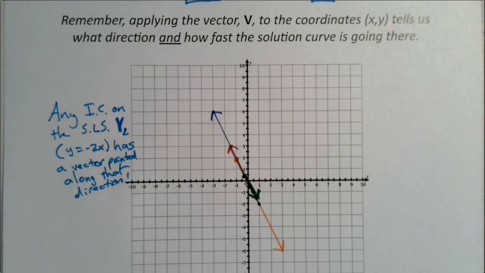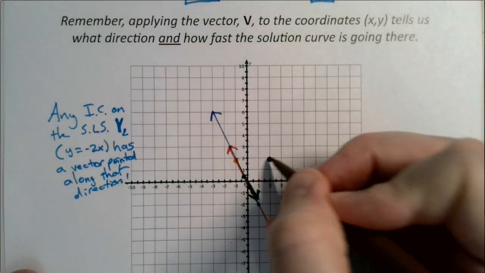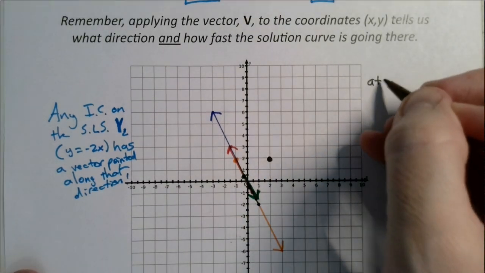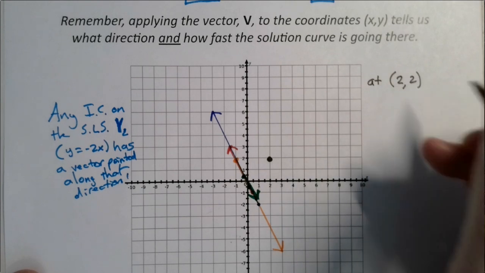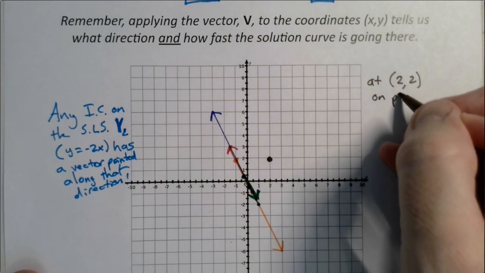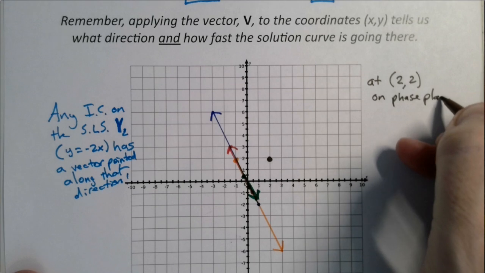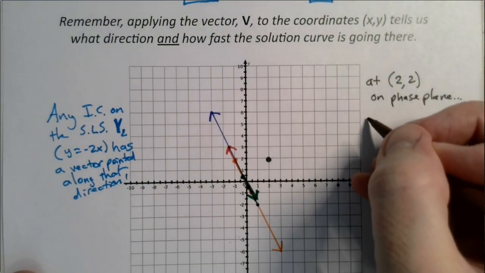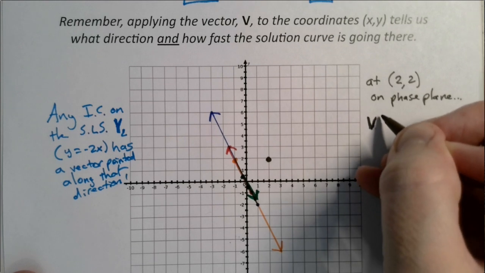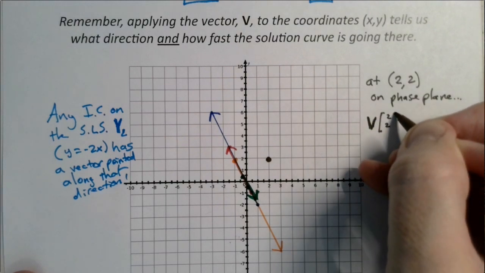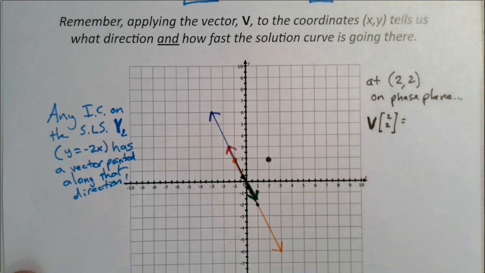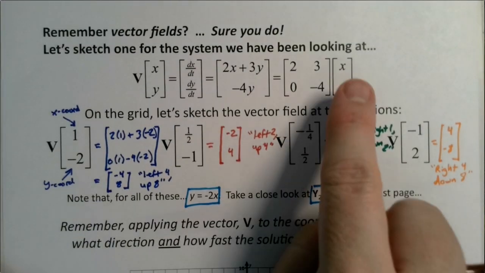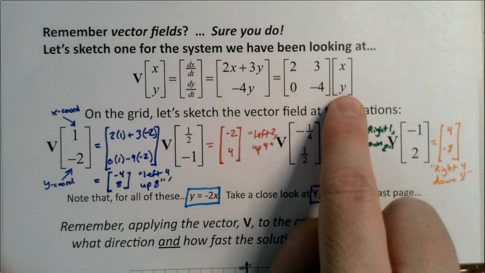But the question is, what about something that's not? What about something that's not along that line? What if we chose something like this point right here? What if we said at the point 2, 2 on the phase plane? What is the vector field value at 2, 2? And we can figure that out. The vector field value at 2, 2 is going to be equal to, we go up here and we say, well, if we plug in 2 and 2, what do we get?